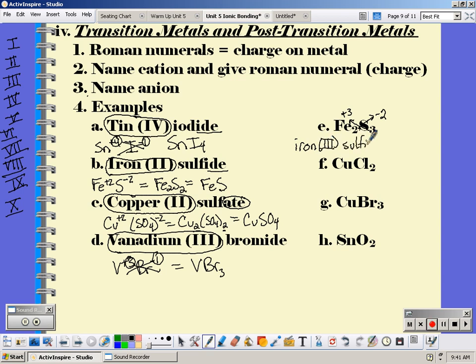There's a 1 here that's understood. So if I uncross my charges, the negative is correct for chlorine, so this is not reduced, and it's just copper 2 chloride.